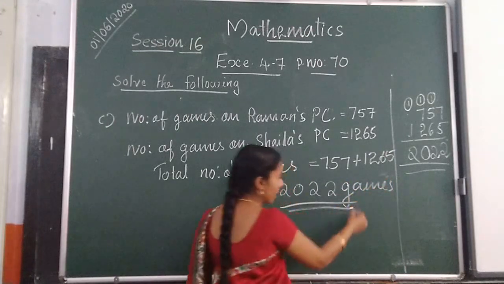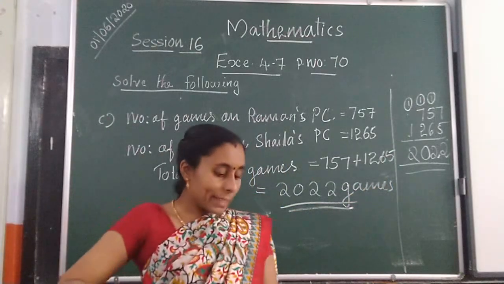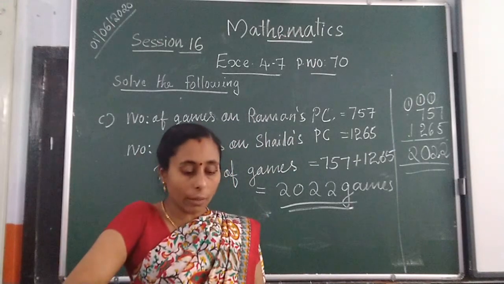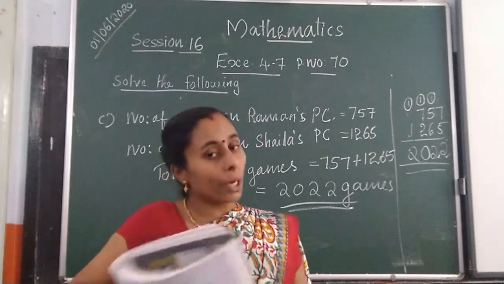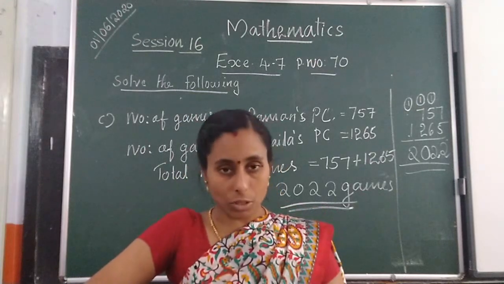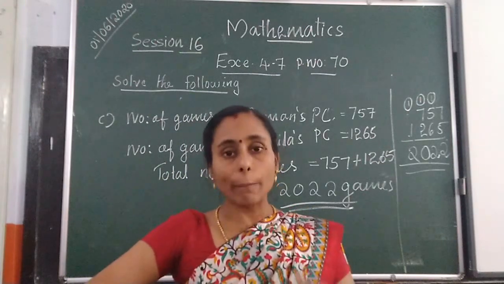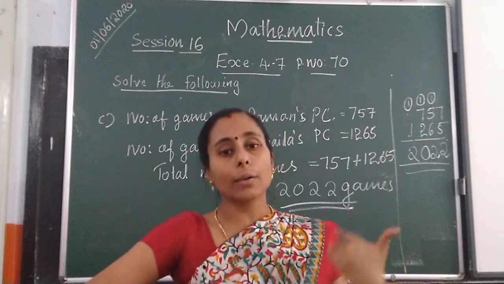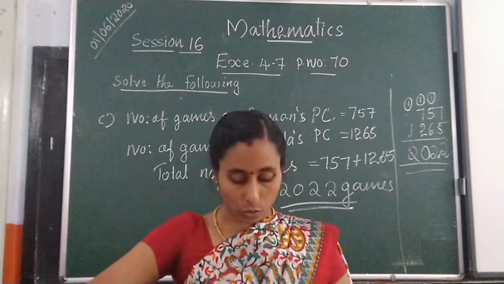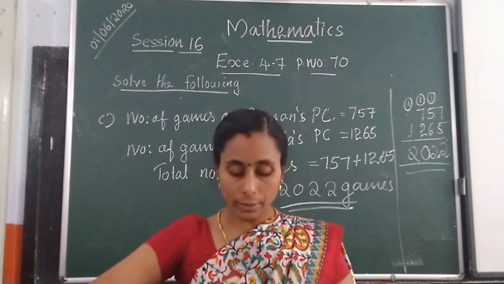2022 games. Okay. Then, questions of this form are there that you need not do in your fair copy. You can do them in your rough copy and practice them. I am not going to explain them here. Read the question properly, make the statement and do the operation. You can do it in your rough copy. That is question number D to G. Is it clear? Yes.